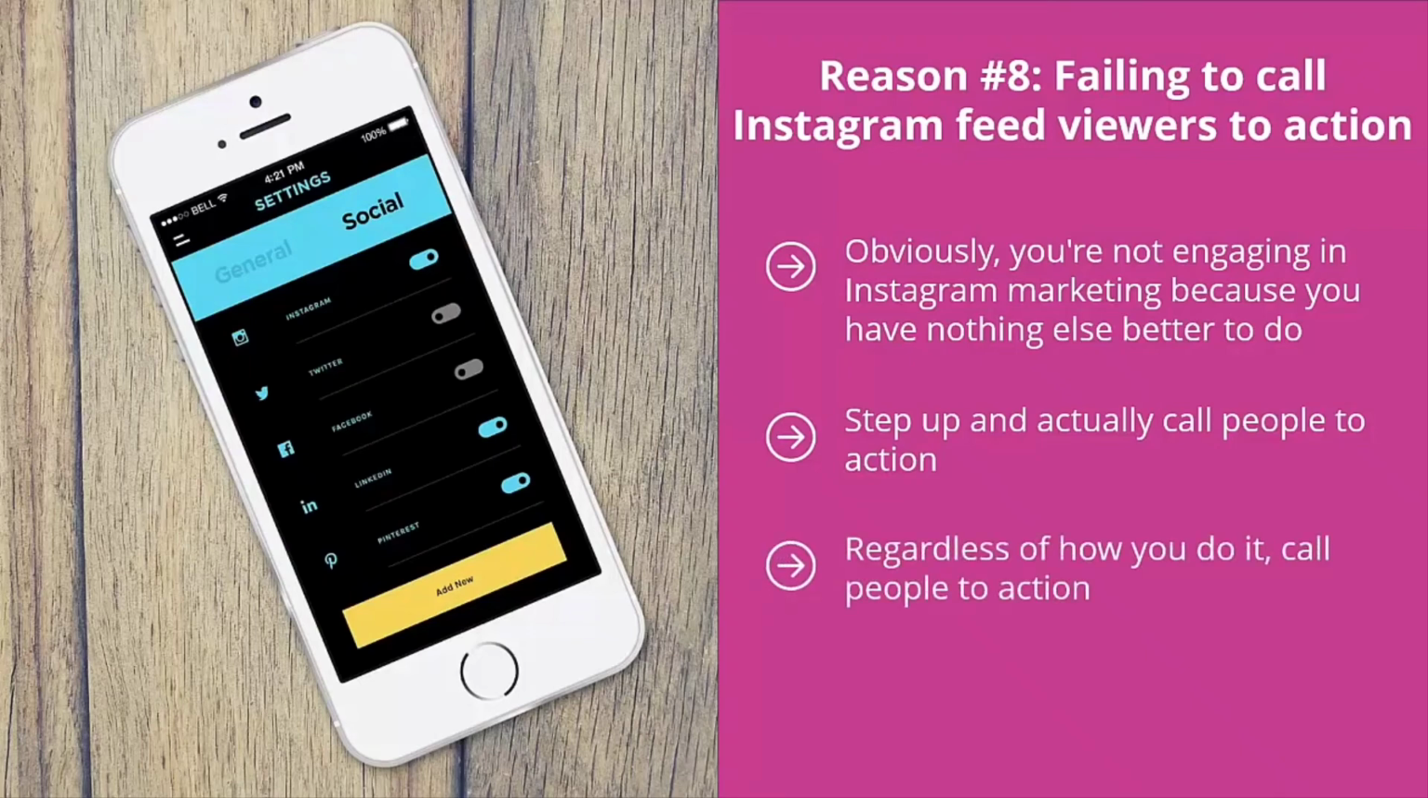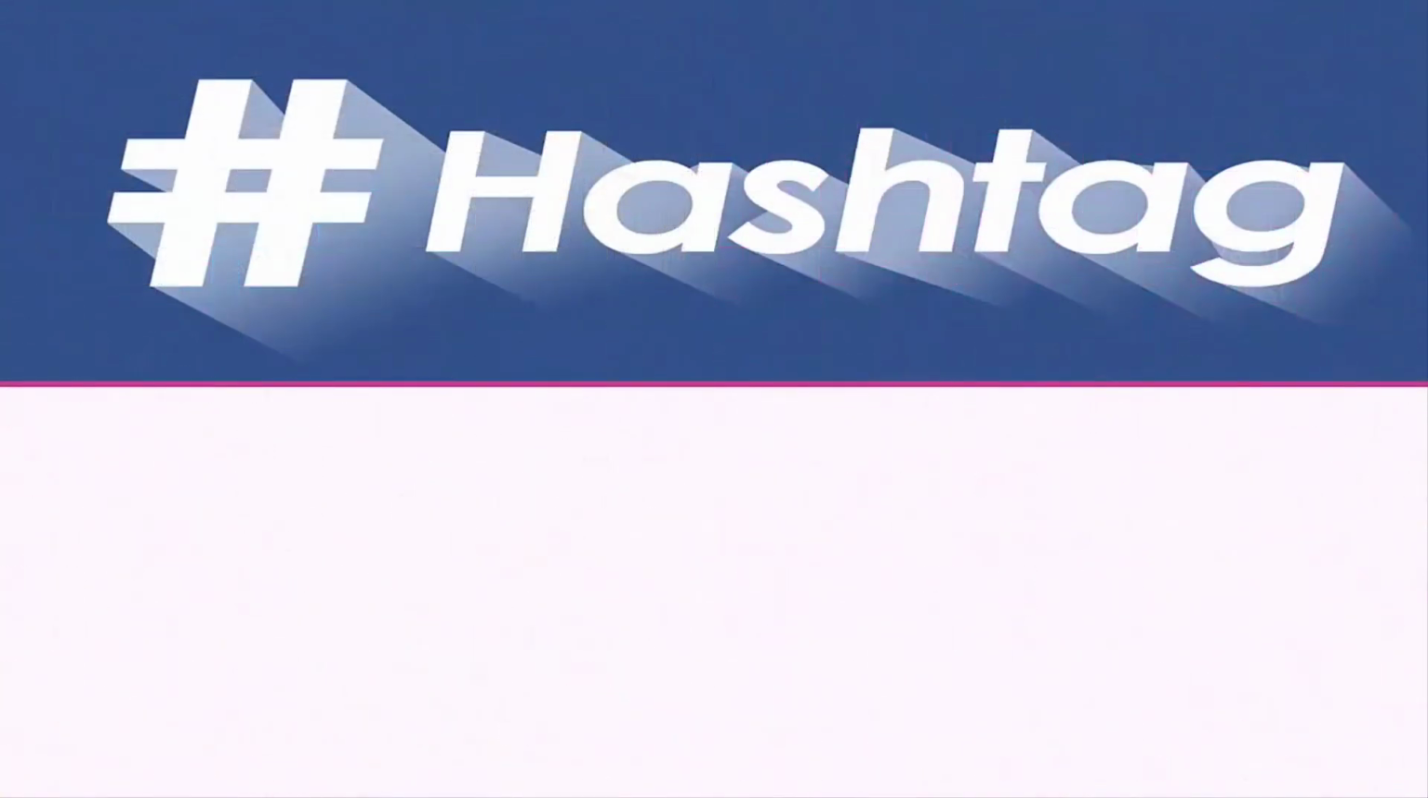Regardless of how you do it, call people to action. Otherwise, they're just going to view your account as a place where they can check out cool new things without much obligation or commitment on their part. You end up training your community members to be passive. That kind of audience is worthless to you. If you want to make money from your account, call people to action.